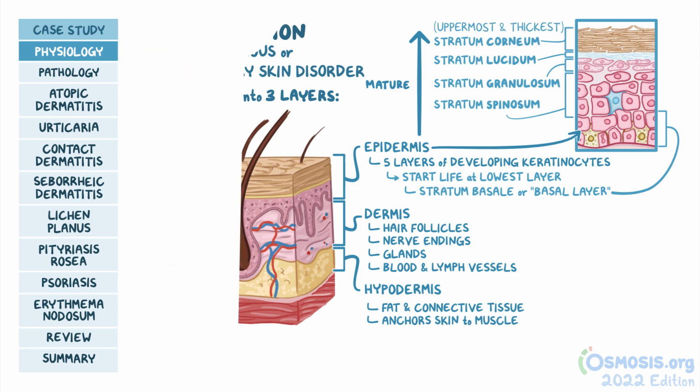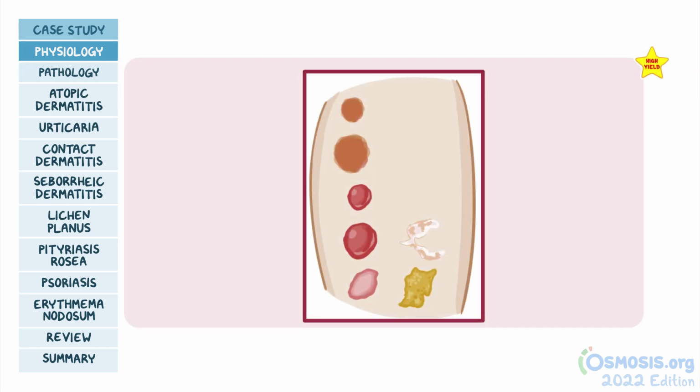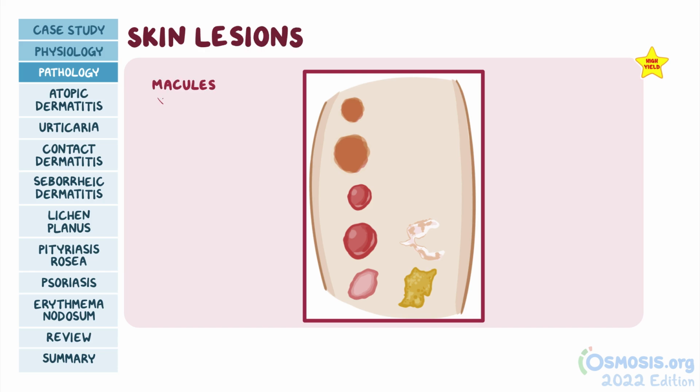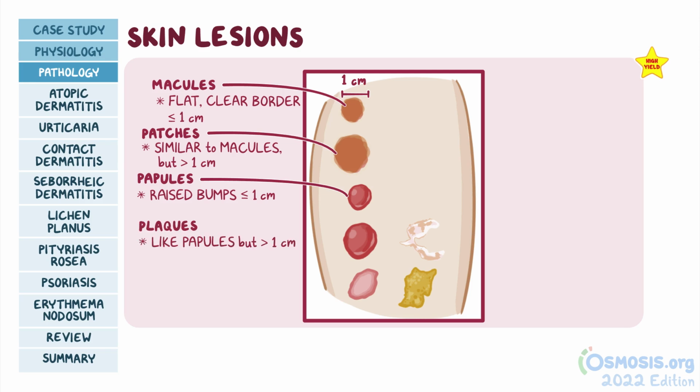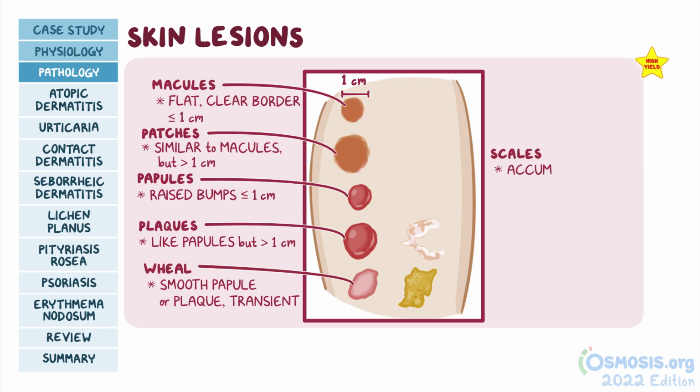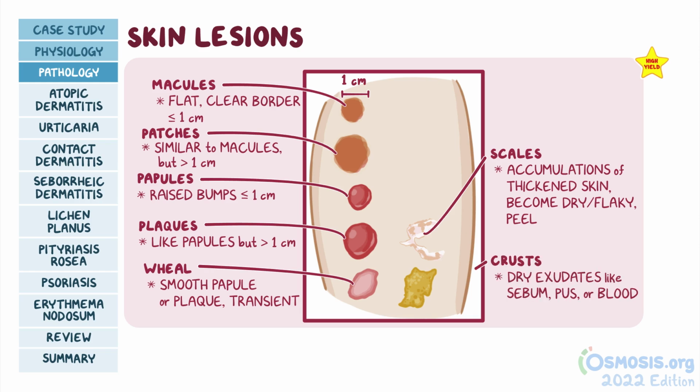Before we dive into the various skin disorders, there are several high-yield terms to describe skin lesions. So macules are flat, well-circumscribed lesions up to 1 centimeter in diameter, while patches are similar to a macule but are larger than 1 centimeter. Papules are raised bumps that are up to 1 centimeter in diameter, while plaques are like papules but larger than 1 centimeter. A smooth papule or plaque that is transient, meaning that it comes and goes, is called a wheal. Finally, scales are accumulations of thickened stratum corneum that become dry and flaky and sometimes peel off, while crusts are dry exudates like sebum, pus, or blood.